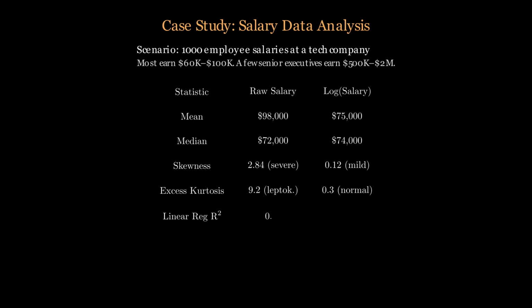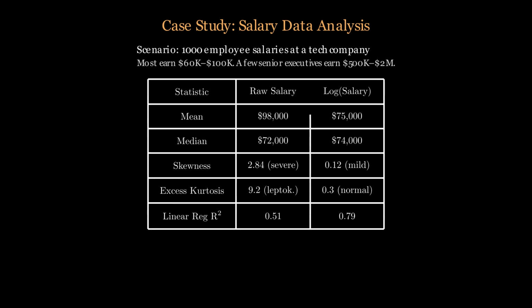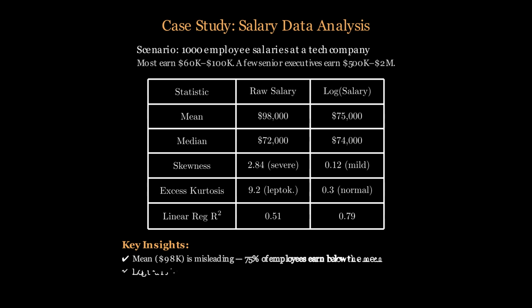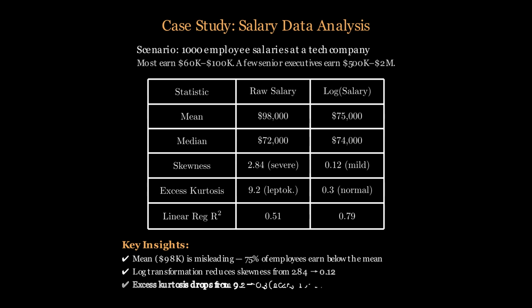Now apply a log transformation. Skewness drops from 2.84 to just 0.12. Practically symmetric. Excess kurtosis falls from 9.2 to 0.3. Essentially mesokurtic. The most striking result: a linear regression predicting salary from experience and education achieves R² of only 51% on raw salaries, but 79% on log transformed salaries. That 28 percentage point improvement came purely from addressing skewness and kurtosis. This is why distribution shape is critical for model performance.